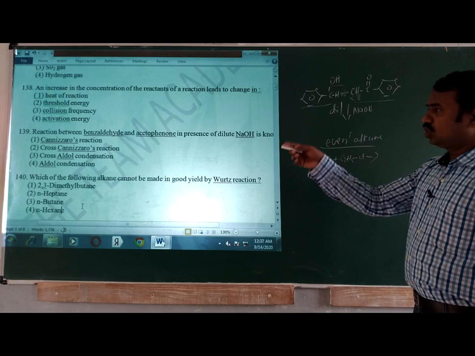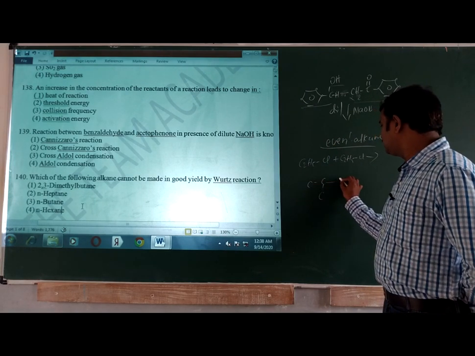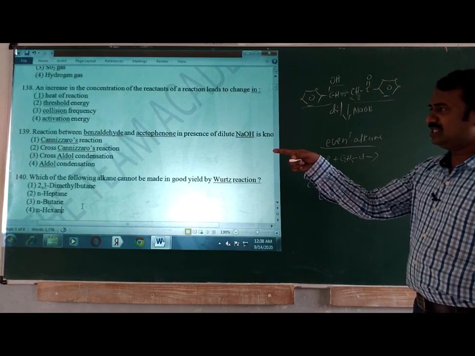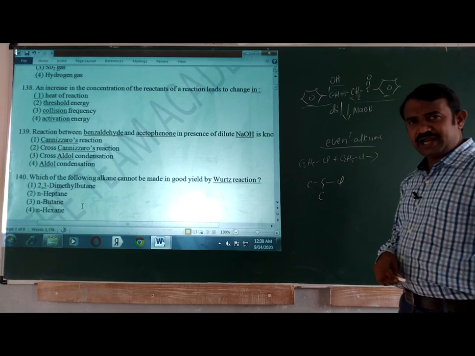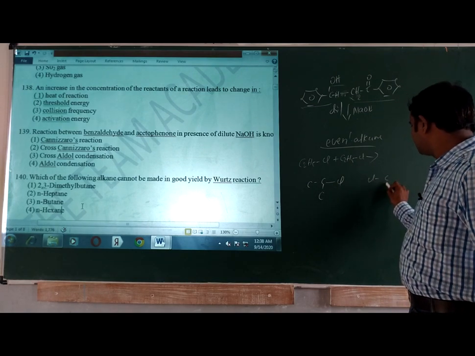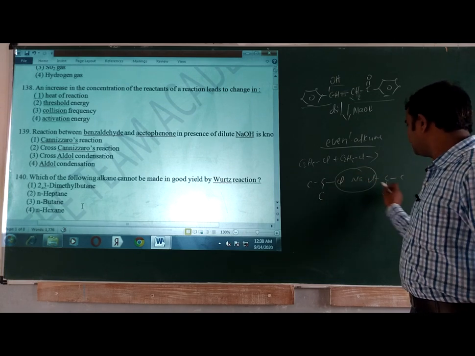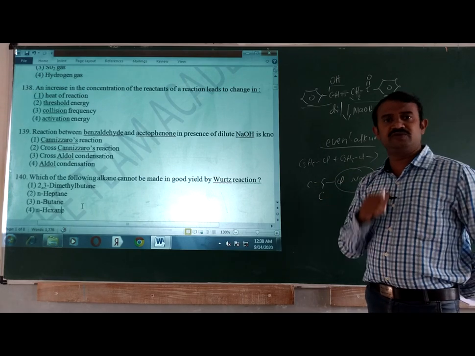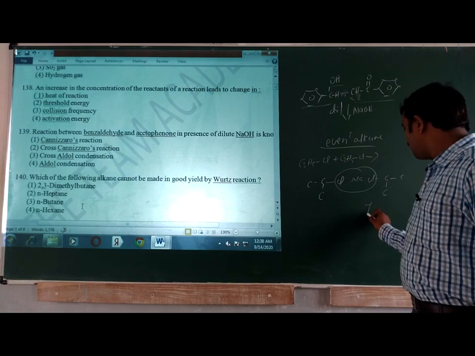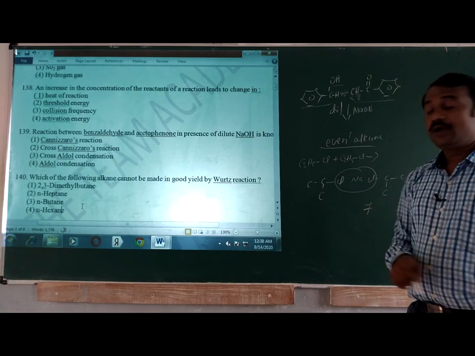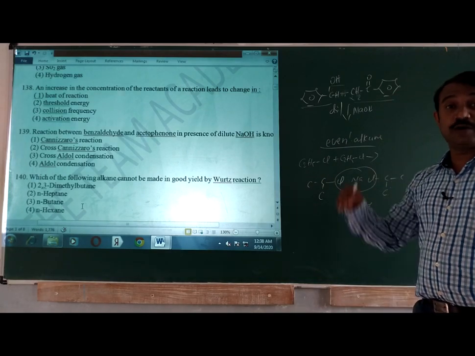2,3-dimethylbutane: when 2 molecules of isopropyl chloride react with sodium metal, you will get 2,3-dimethylbutane, a good yield. Second one is n-heptane. N-heptane means the total number of carbons is 7. You have to use here one butyl chloride and another propyl chloride.